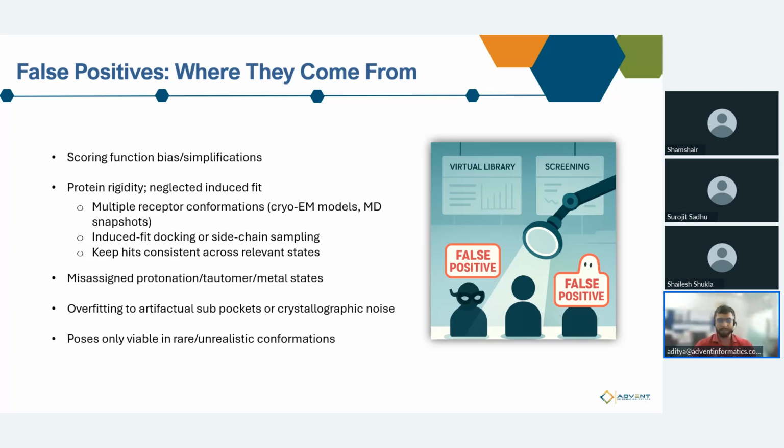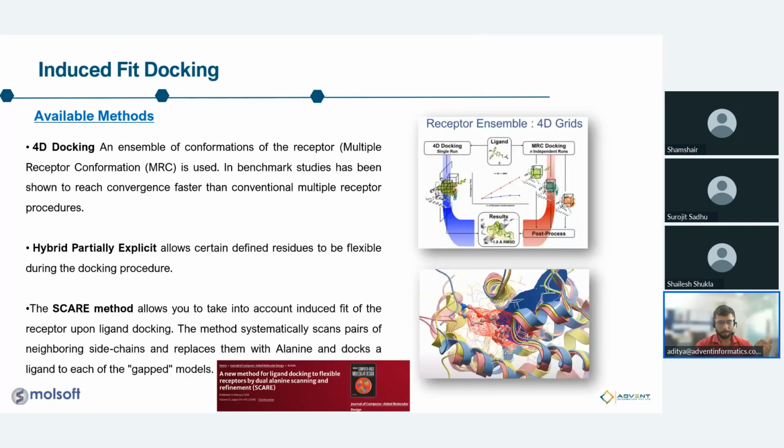Considering charges and everything are important when looking for a good pose. Overfitting to artifactual subpockets: artificial subpockets are those pockets which do not exist, but appear as a result of crystallographic noise during the crystallography process. Okay. And also we need to consider poses which are only viable in rare or unrealistic conformers. They do not really define geometry and do not exist practically or science-wise. They are not very much possible. So we need to take that into account as well.